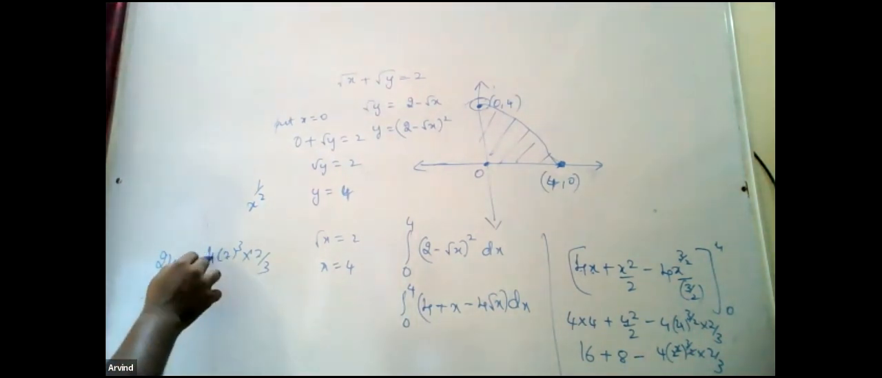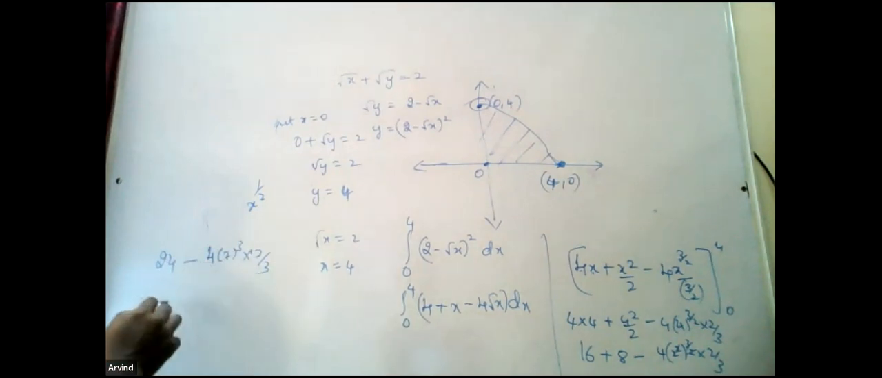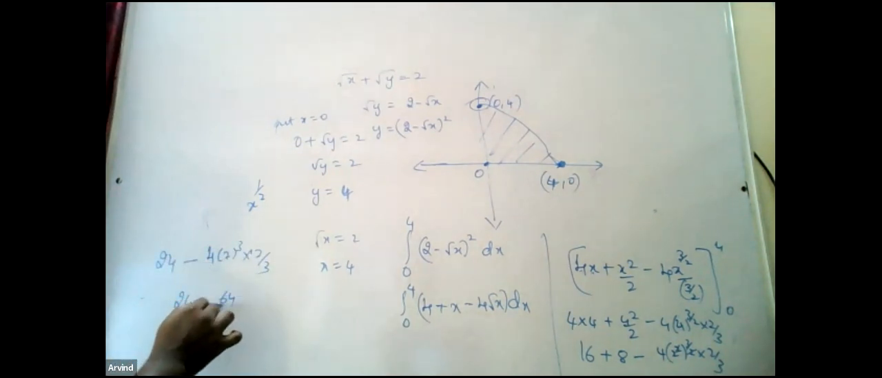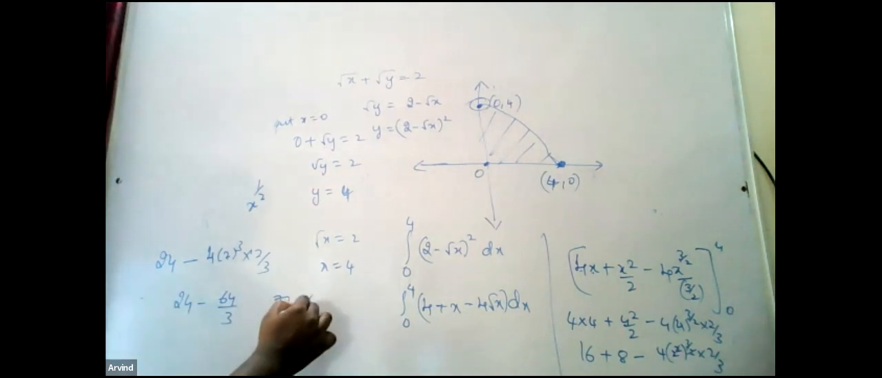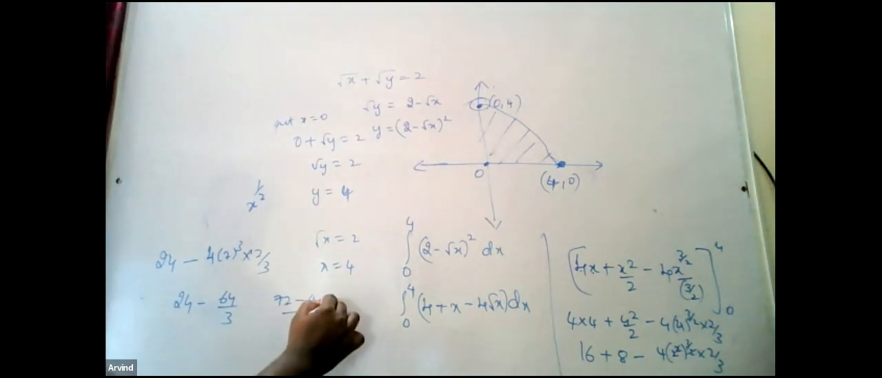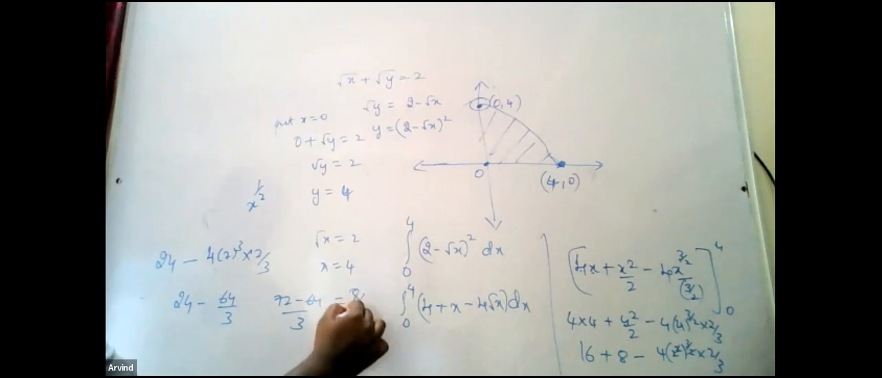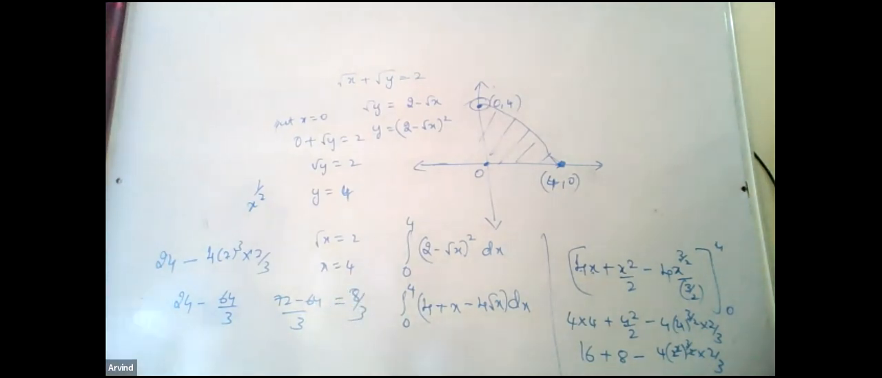2 cube is 8, 8 4s are 32, 64. 24 minus 64 by 3. So 24 into 3 is 72. 72 minus 64 by 3. We'll get it as 8 by 3 square units. That will be the answer.